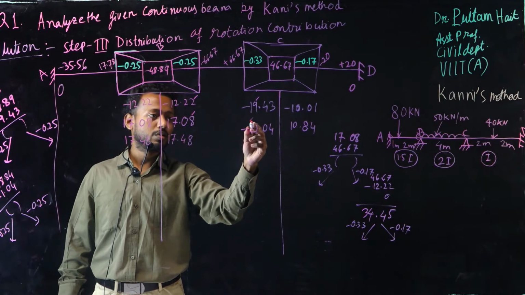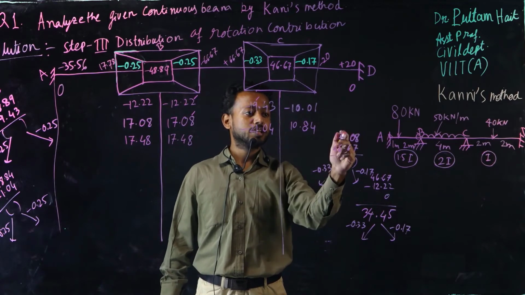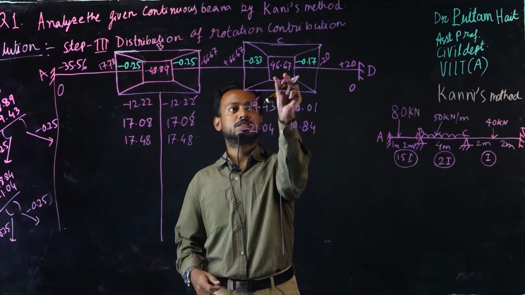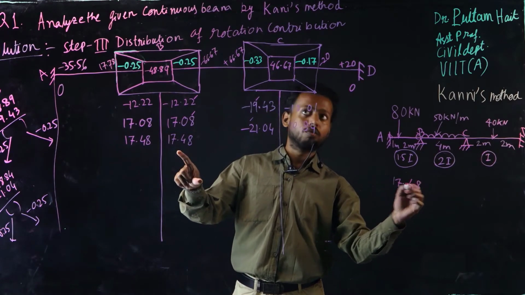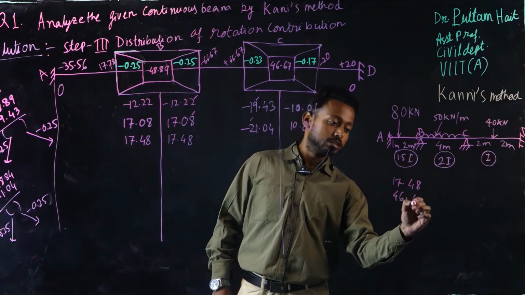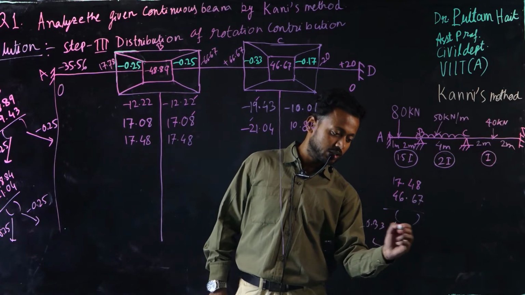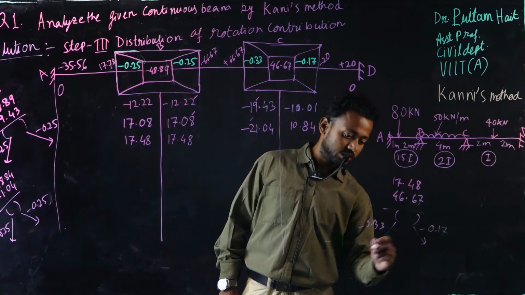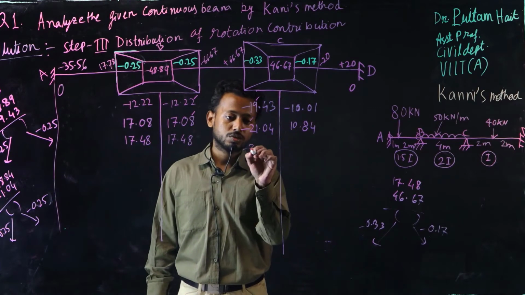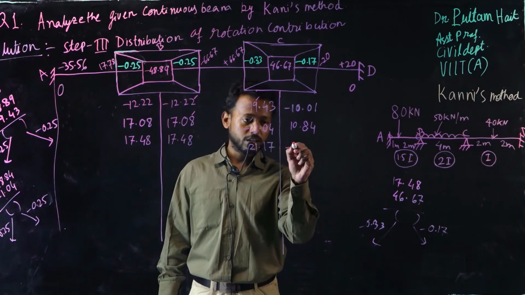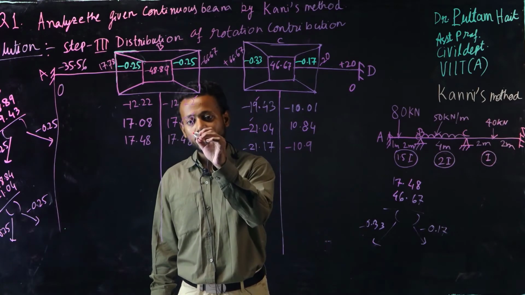Now, next step, you will not use this moment. Come to this side, add this moment and this moment. Here it is 0, this moment plus this moment plus this moment, so 17.48, 46.67. Whatever you get, multiply with minus 0.33 and minus 0.17, and you will get minus 21.17 and minus 10.9. So you have used this moment, you tick it.